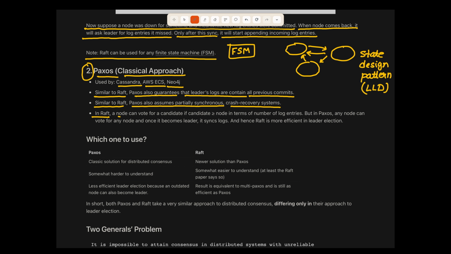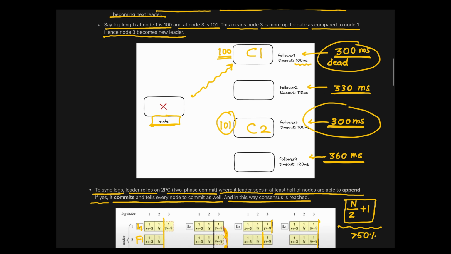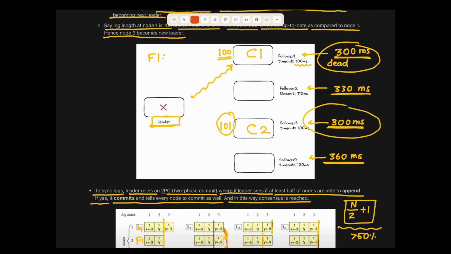In Raft, a node can vote for a candidate if candidate is greater than or equal to node in terms of number of log entries. So for example, let's say follower 1 was having a log entry of length 100, follower 2 was having log entry of 99, and follower 4 was having log entry of 104. Just a scenario. Then follower 2 can vote for follower 1 and follower 4 because it is having lesser number of log entries. But follower 4 cannot vote for follower 1 because follower 4 is ahead of follower 1. Follower 1 can vote for only follower 4. It cannot vote for follower 2 for the same reason that the length of the logs at follower 1 is greater than the length of the logs at follower 2.